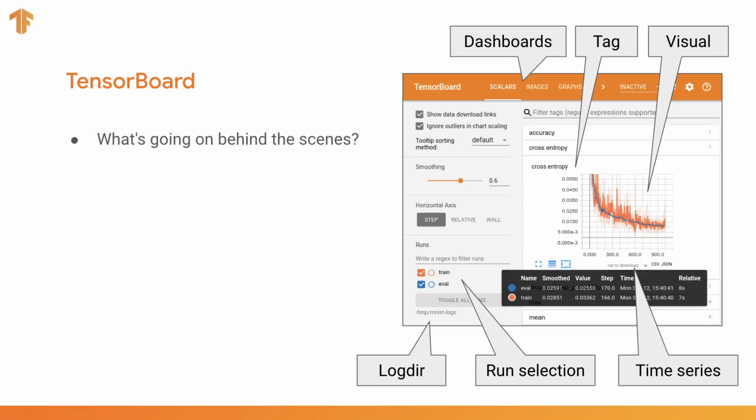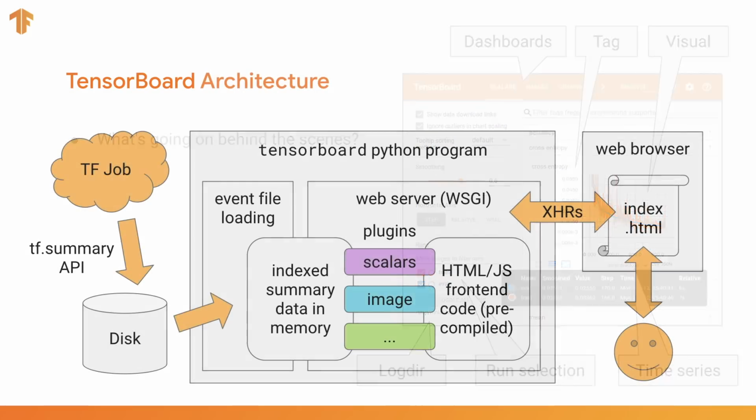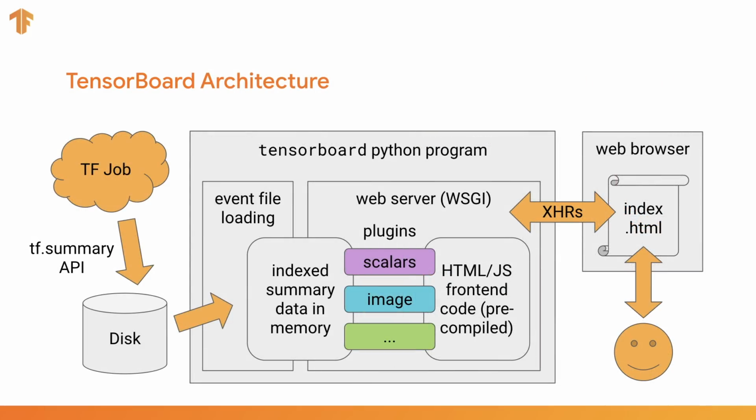So we might ask, what's going on behind the scenes to make this all come together? And so here's our architecture diagram for TensorBoard. We'll start over on the left with your TensorFlow job. It writes data to disk using the tf.Summary API. And we'll talk both about the summary API and the event file format a little more later. Then the center component is TensorBoard itself. We have a background thread that loads event file data, and because the event file data itself isn't efficient for querying, we construct a subsample of the data in memory that we can query more efficiently.